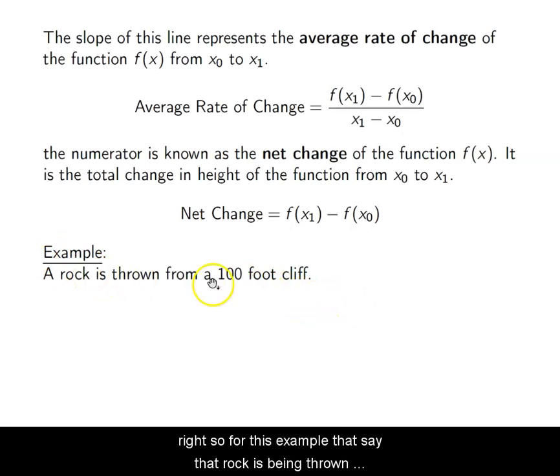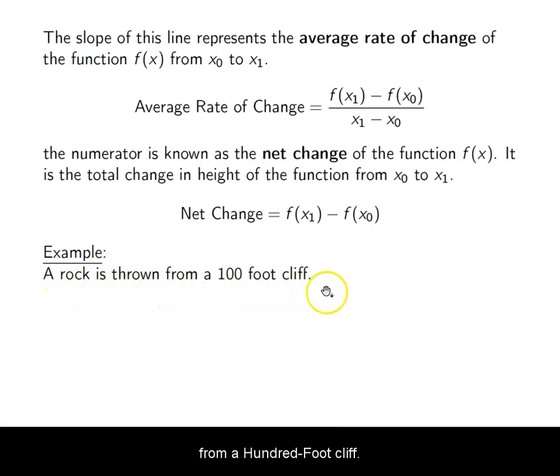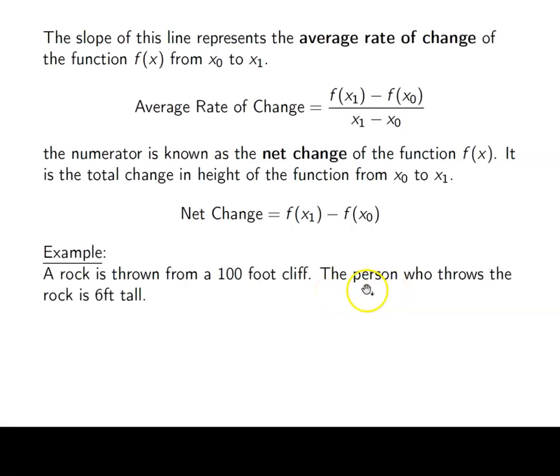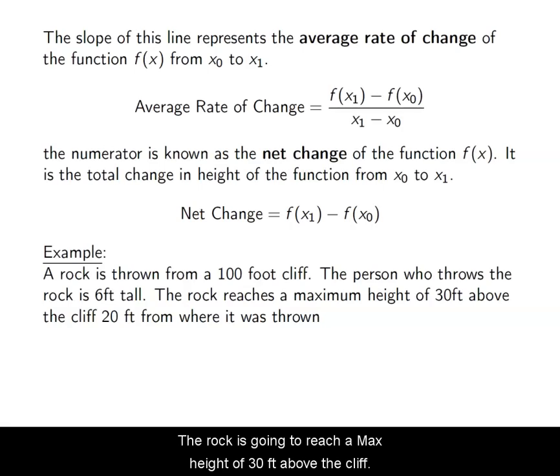So for this example, let's say that a rock is being thrown from a 100-foot cliff. The person who throws the rock is 6 feet tall. So they're on top of a cliff. So we have 100 feet and 6 feet. The rock is going to reach a max height of 30 feet above the cliff when it is 20 feet from its release point.